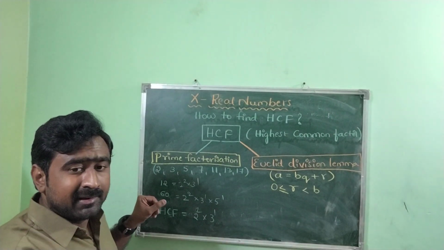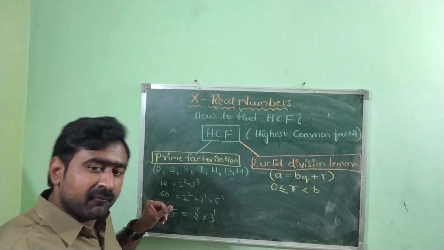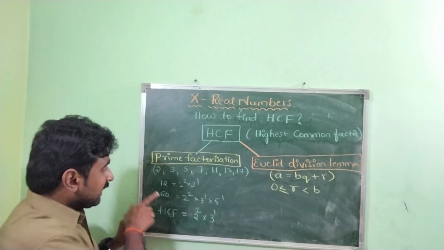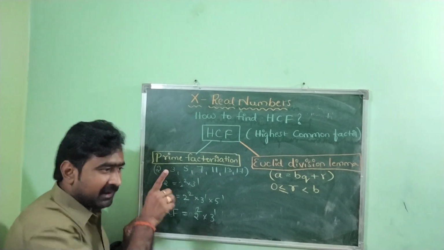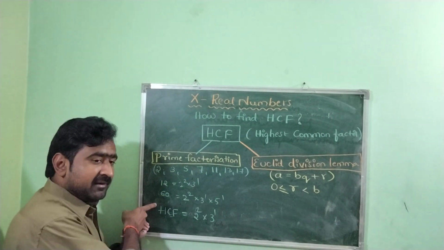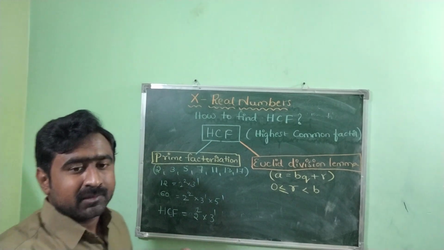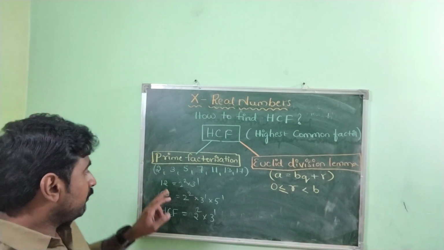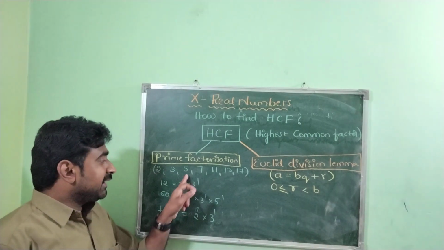With this example, it is very clear to you in what way we can find out the HCF. Okay, so let us take 2 numbers. The first number I have taken as 12 and the second number I have taken as 60. For 12 and 60, we can find out the factors. For example, 12 can be written as 2 square into 3 power 1.